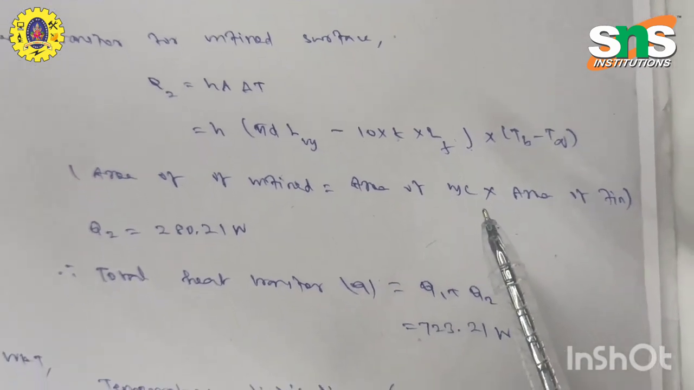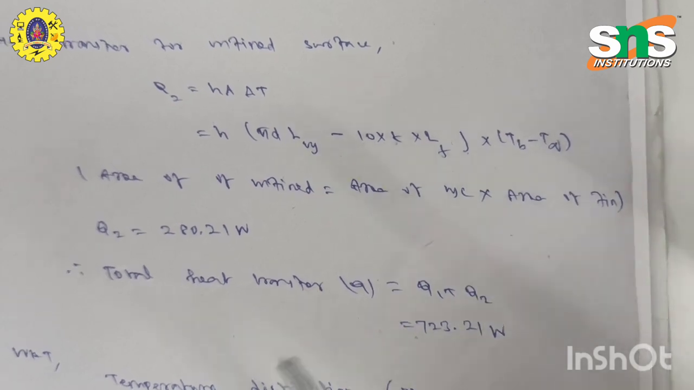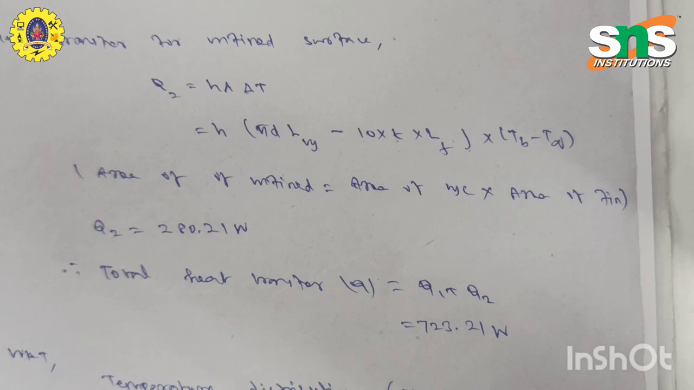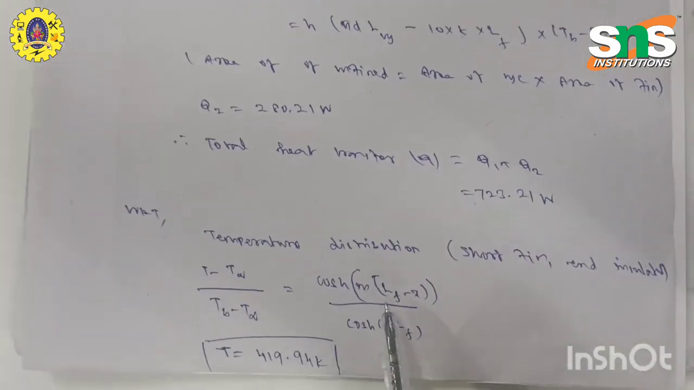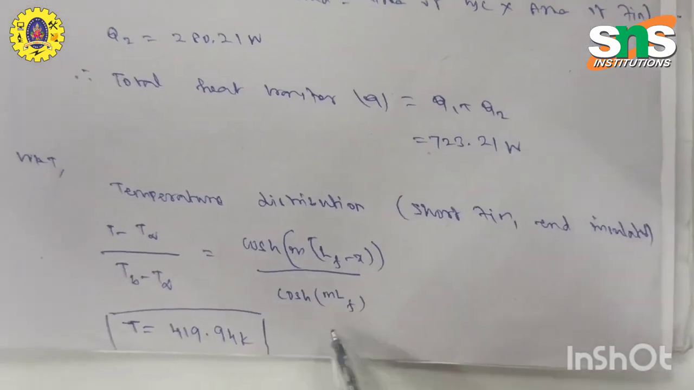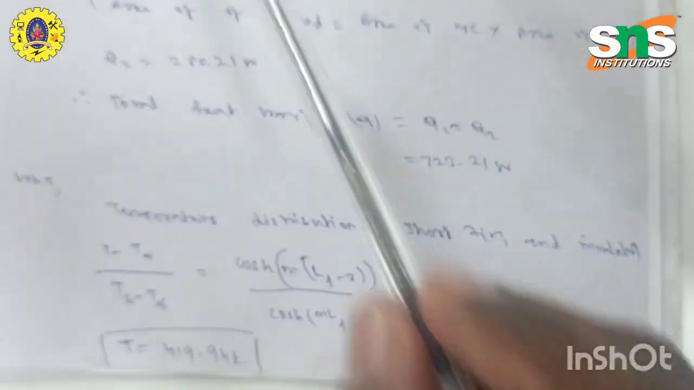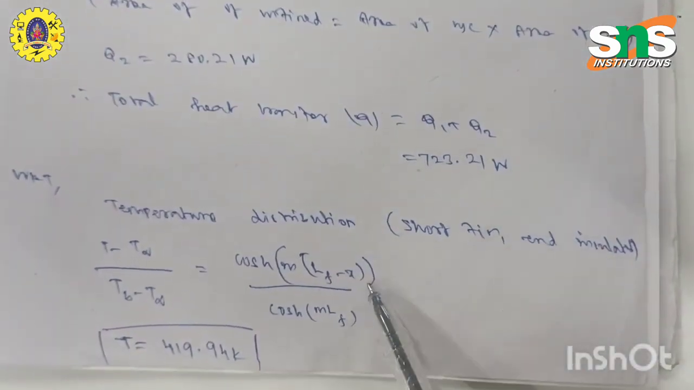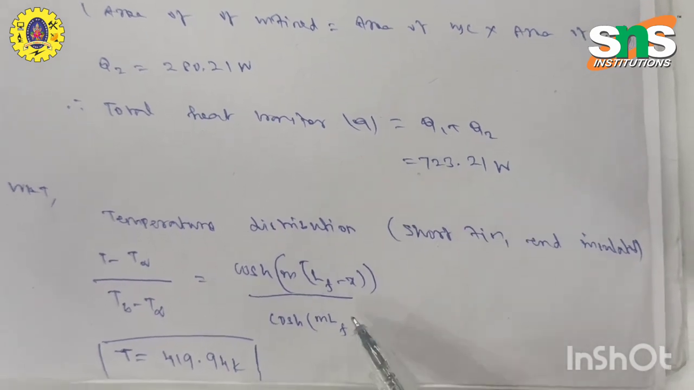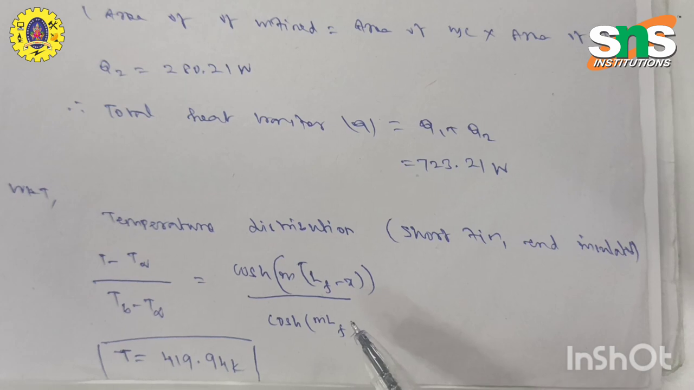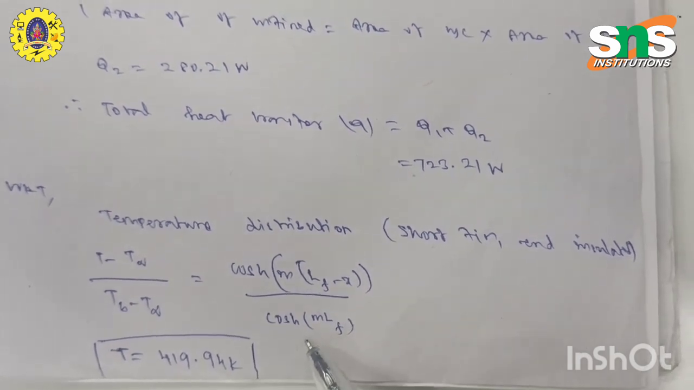And finally we need to find the temperature distribution of the short fin. From the heat transfer data book, (T minus T infinity) by (Tb minus T infinity) is equal to cosh m(Lf minus x) by cosh(m Lf). So when we substitute all the values, m is 44.3, and Lf and x are from the given data, we get the final temperature of the short fin as 419.94 Kelvin.